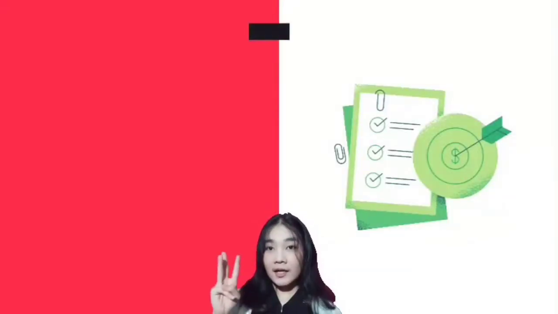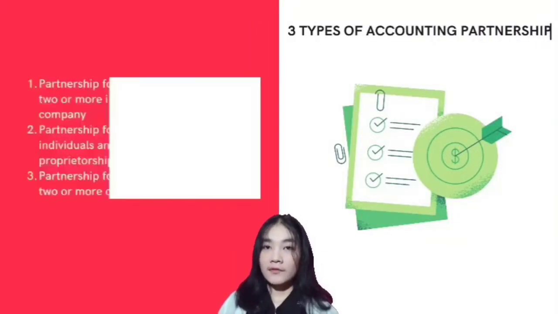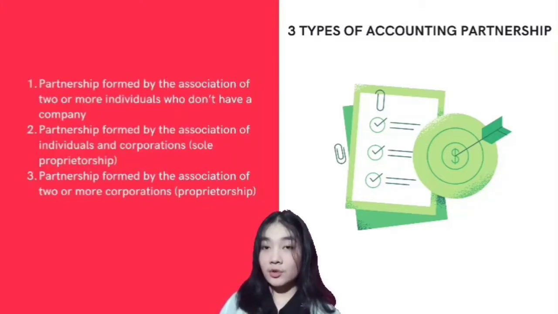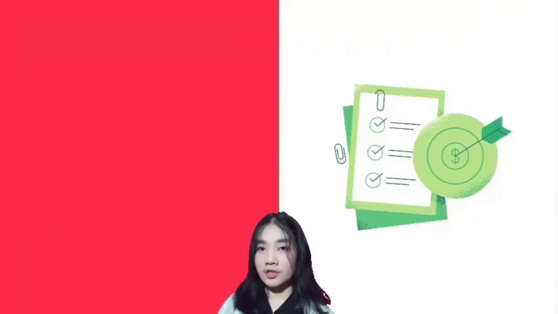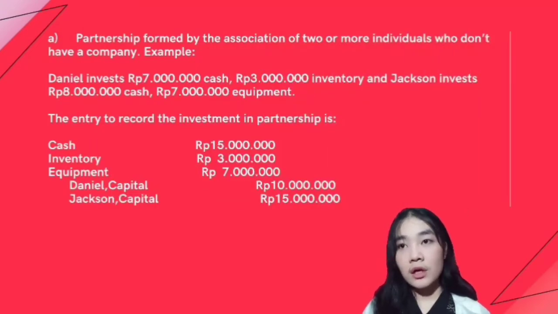Next, there are 3 types of partnership formation. First, partnership formed by the association of 2 or more individuals who don't have a company. Second, partnership formed by the association of individuals and corporations or sole proprietorship. Third, partnership formed by the association of 2 or more corporations or proprietorship. Let us see partnership formed by the association of 2 or more individuals who don't have a company.